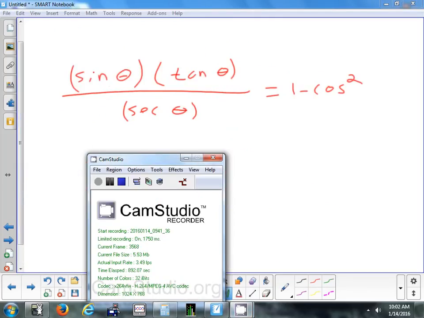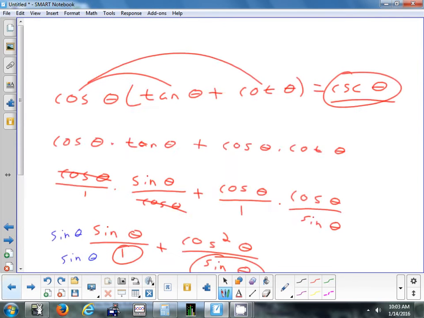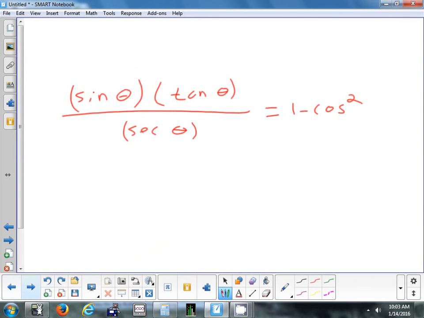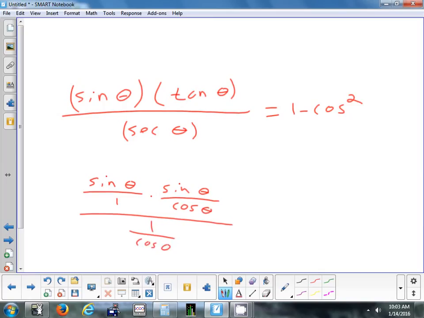Okay, another problem. This time we have a fraction on the left to start, so we're not going to use distributive property like we did last time. But I think right off the bat what I would do is just change everything to sines and cosines. So we're going to have sine over 1 times sine over cosine divided by secant, which is 1 over cosine.